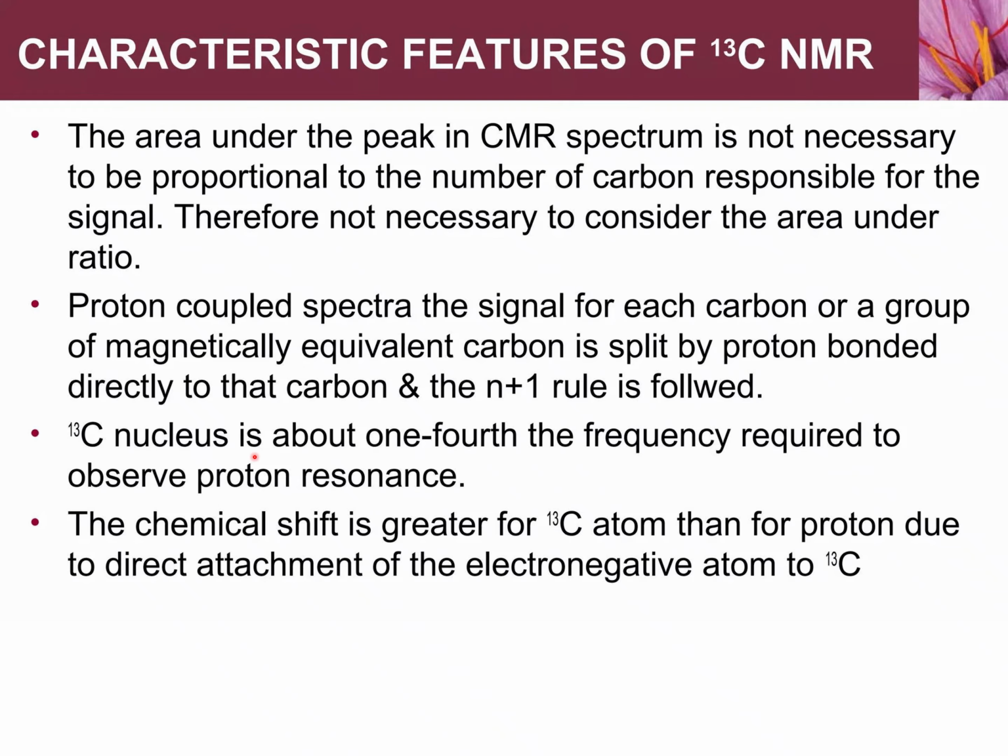The carbon nucleus requires about one-fourth the frequency required to observe the proton resonance. The chemical shift is greater for carbon than for proton due to the direct attachment of electronegative atoms to carbon. So during proton NMR we have seen the chemical shift is between 0 to 12, but in carbon NMR it is from 0 to 250 ppm.